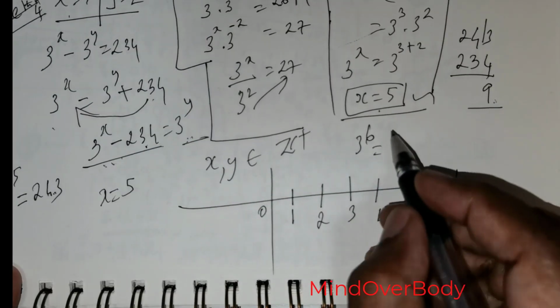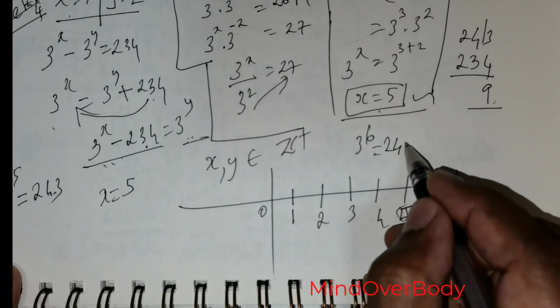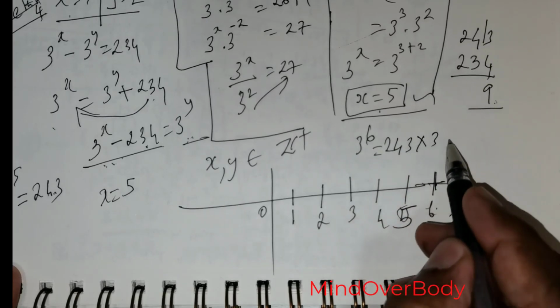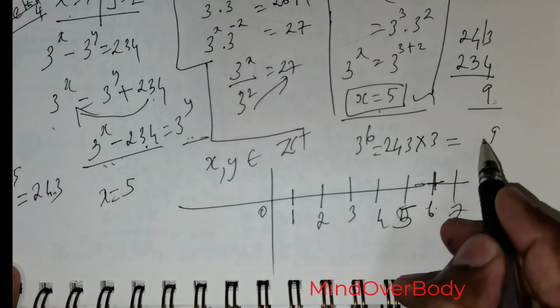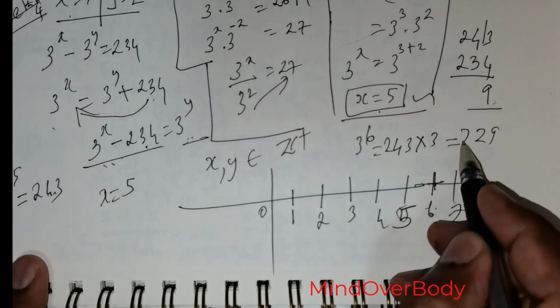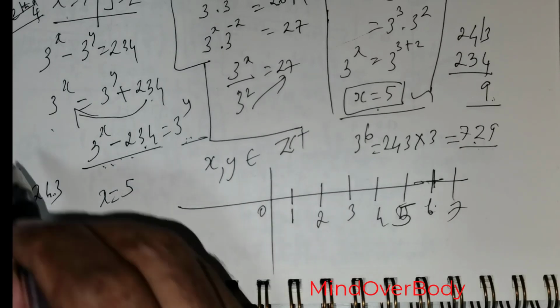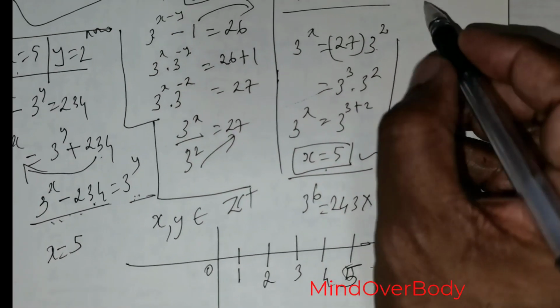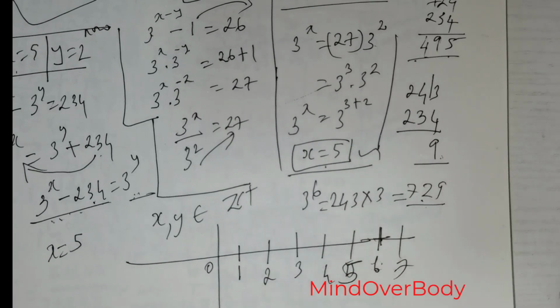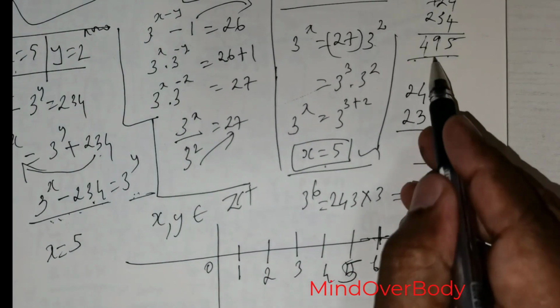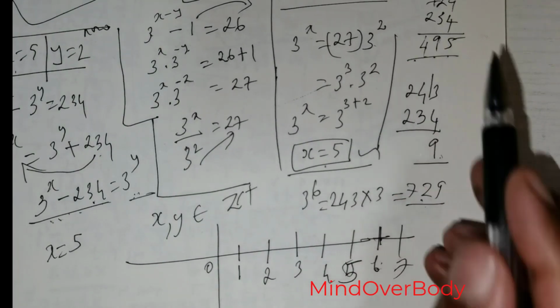3 raised to the power of 6 is nothing but 243 times 3. This is equal to, 3 3s are 9, 3 4s are 12, 3 2s are 6, 729. Now 729 minus 234, what is that? Let me just show that to you. 495. Are you following me? See the value, see the jump. See the jump I'm getting here.